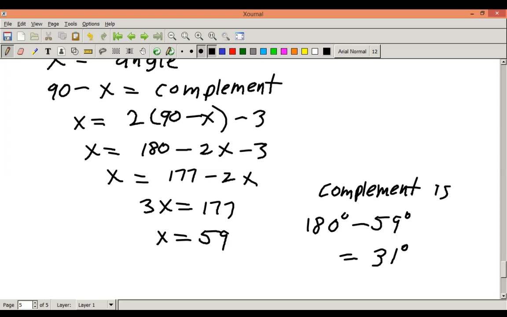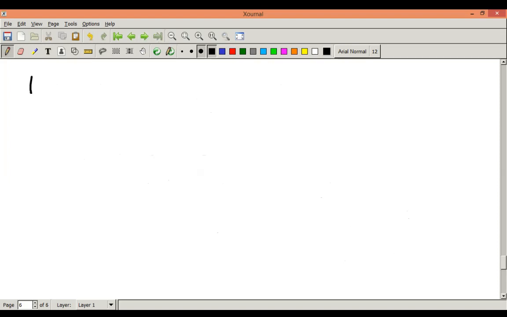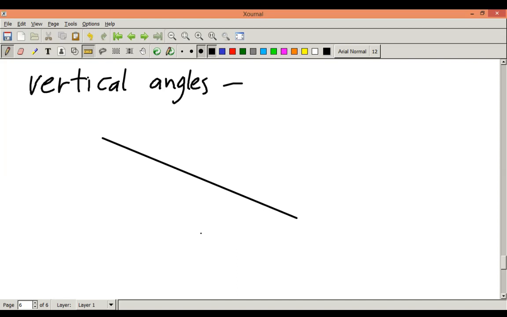Okay, the last definition we have today then is vertical angles. These are so easy to understand, but I've seen people go almost the whole year without really knowing what vertical angles are. So let's get this straight. Vertical angles very simply are, if you have 2 lines across, like this, 2 lines that intersect.